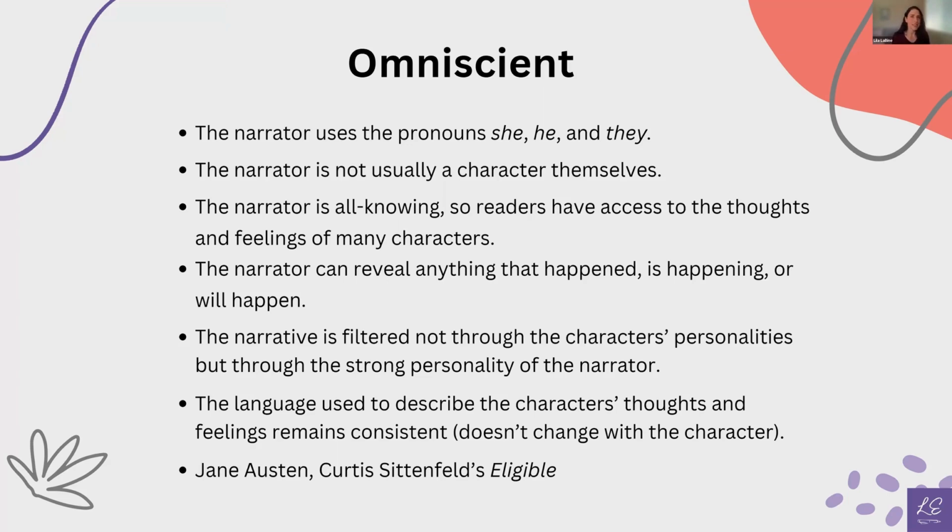The narrator can reveal anything that has happened, will happen, is happening, because they know everything. And the way that they're telling it is through the narrator's own perspective and strong personality. So you might be learning the thoughts and emotions of the other characters, but you're hearing it through the narrator's perspective. And the narrator is someone usually out of the story. Jane Austen is really well known for writing in omniscient, and I just read Curtis Sittenfeld's Eligible, which is a modern retelling of Pride and Prejudice, and that's another great example of omniscient.